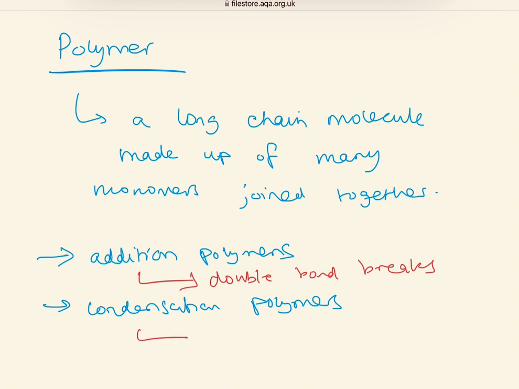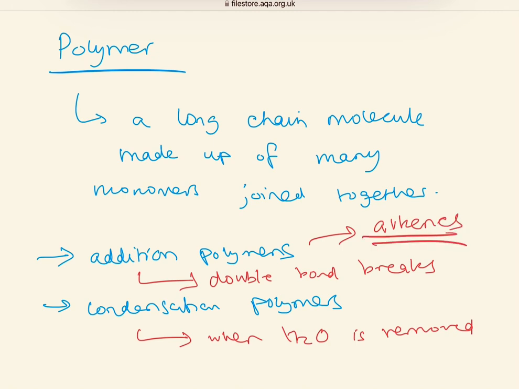And what is a condensation polymer? When H2O is removed. That's condensation, when H2O is removed. So these are like two alkenes. They like forming condensation polymers. Just an addition polymer. And then condensation polymers are like an alcohol and a carboxylic acid or something like that.